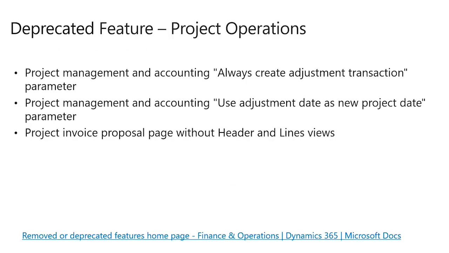As far as deprecated features, we just have a few to talk about here. They're mostly around the project operations area. So we have a feature for adjustment transactions that it turned out made more sense to always use, so that will just always be on by default. And then we have a couple other features. One is the use adjustment date as new project date, which is going away, and the header and lines view has a different view that will be used instead of this.